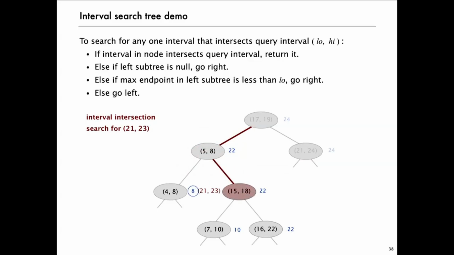Intersection 21, 23 and 15, 18: they do not intersect, so now do we go left or right? Again, 10 is less than our left endpoint 21, so we better go to the right. And now 21, 23 does intersect 16, 22, so we return an intersection. Again, one path through the tree to determine an intersection.